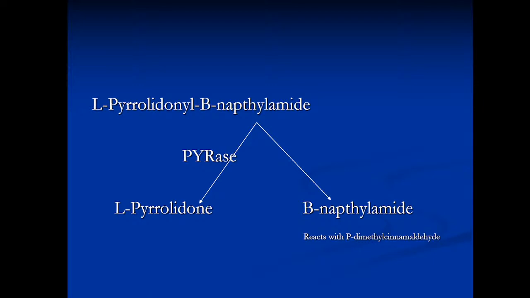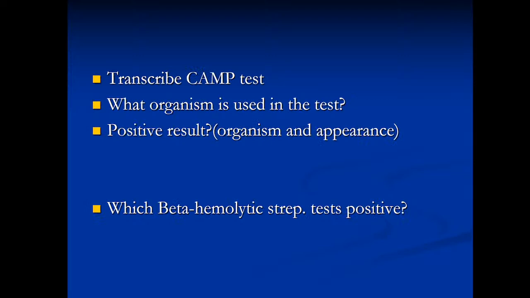Sorry. So levopyrrolidone will be broken up by PYRase into two forms: levopyrrolidonyl and beta naphthylamide. Now this one, the beta naphthylamide, will be the one to react with paradimethylaminocinnamaldehyde, which is your color developer. All right. Now let's move on to another test, which is CAMP.